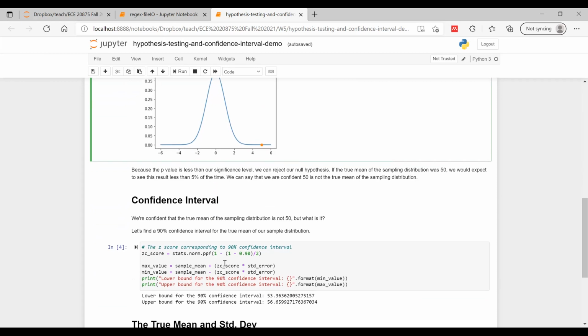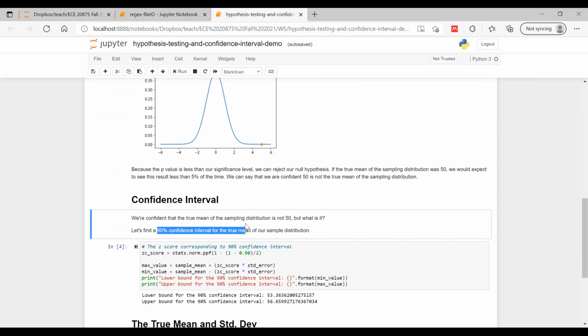So now the next question is, since we now know 50 is not the population mean, can we find a 90% confidence interval for the true mean? So you give me 50, can I know what range I need to specify in order to have a 90% chance that the true mean falls into my region? So this is the next task we are going to do.